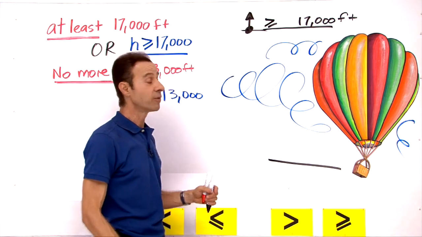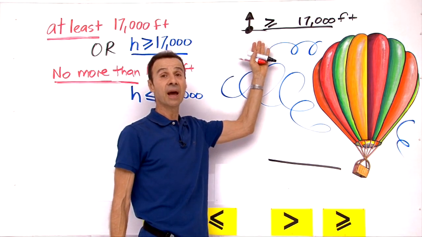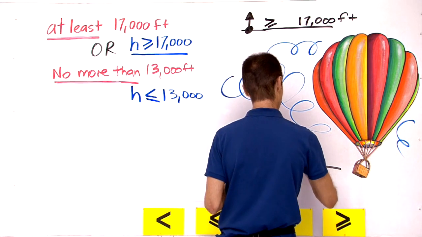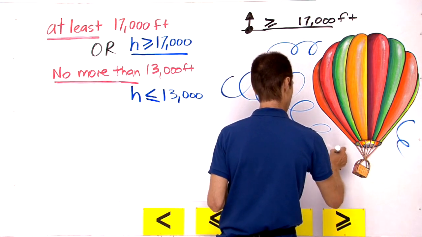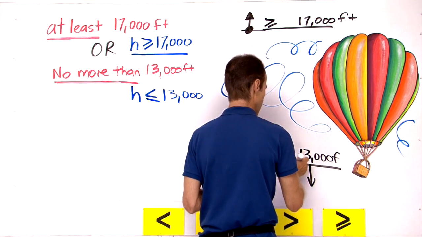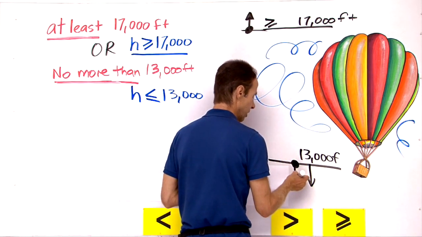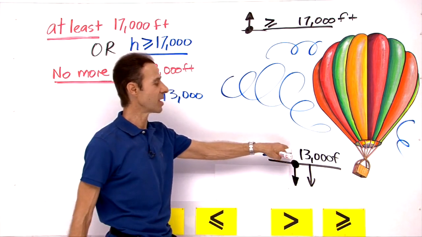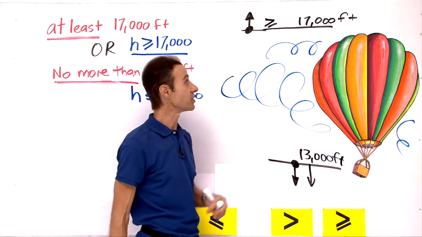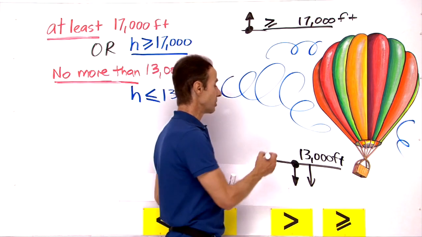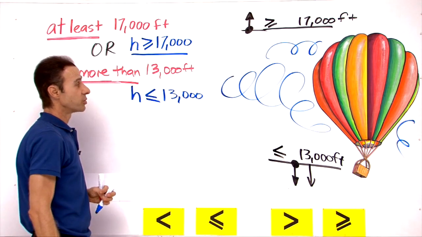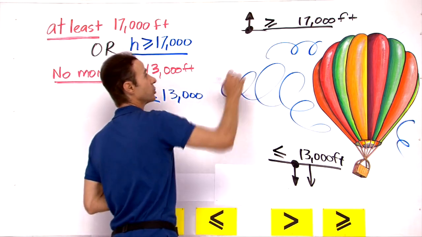Now, the other alternative, he could either go 17,000 feet and above or 13,000 feet and below. So that's going to look like this. Solid circle, colored in, pointing downwards. So at that height of 13,000 feet and below it, and again 17,000 or above it. So the symbol here is less than or equal to 13,000 feet. Greater than or equal to 17,000 feet.